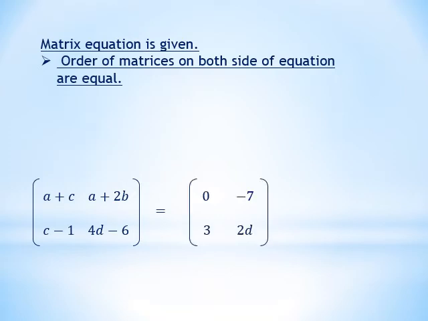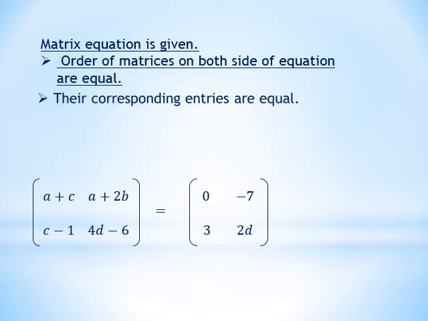Observe. These two matrices are given in the matrix equation and the order of the first matrix is 2 by 2, definitely, as it has 2 rows and 2 columns. So its order is 2 by 2. Similarly, the order of the second matrix, that is written in the right hand side of the equation, is also 2 by 2. So the order of matrices on both sides of the equation are equal to each other. First condition is definitely satisfied and this is given.